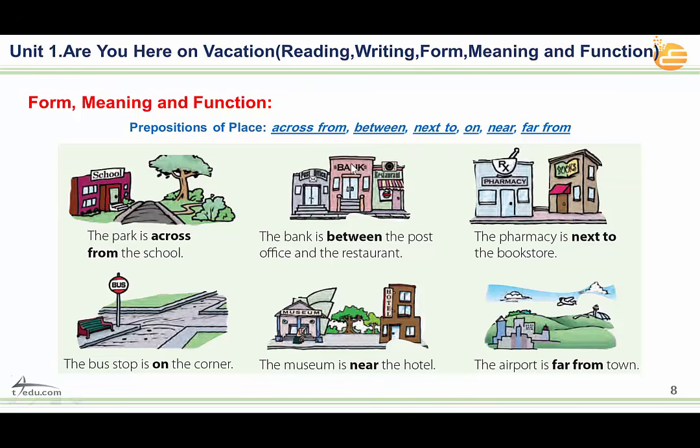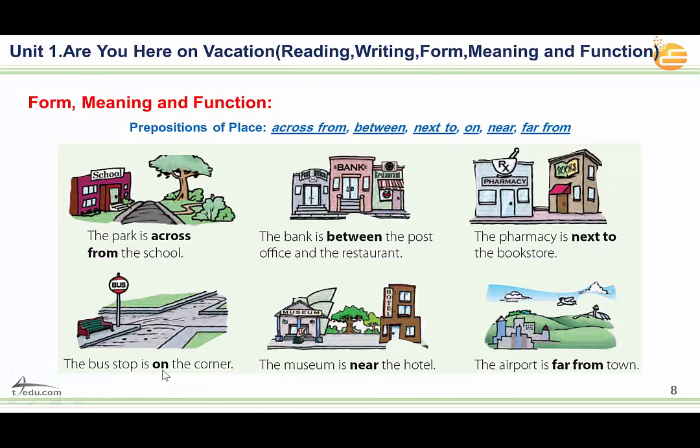The bank, can you see the bank? This is the bank. The bank is between the post office and the restaurant. This is the post office, and this is the restaurant. The bank, the post office, the restaurant. Next to. The pharmacy is next to the bookstore. This is the pharmacy and this is the bookstore. The pharmacy is next to the bookstore, okay?